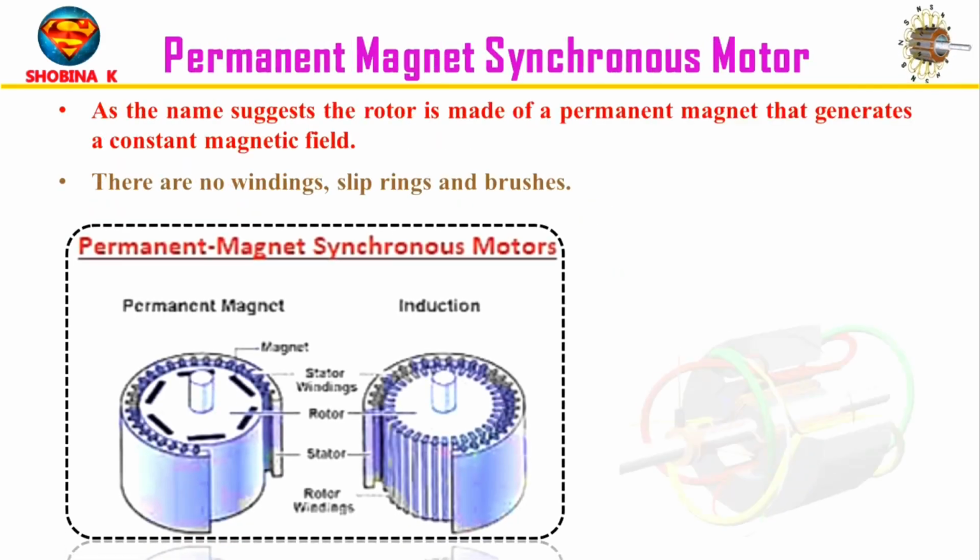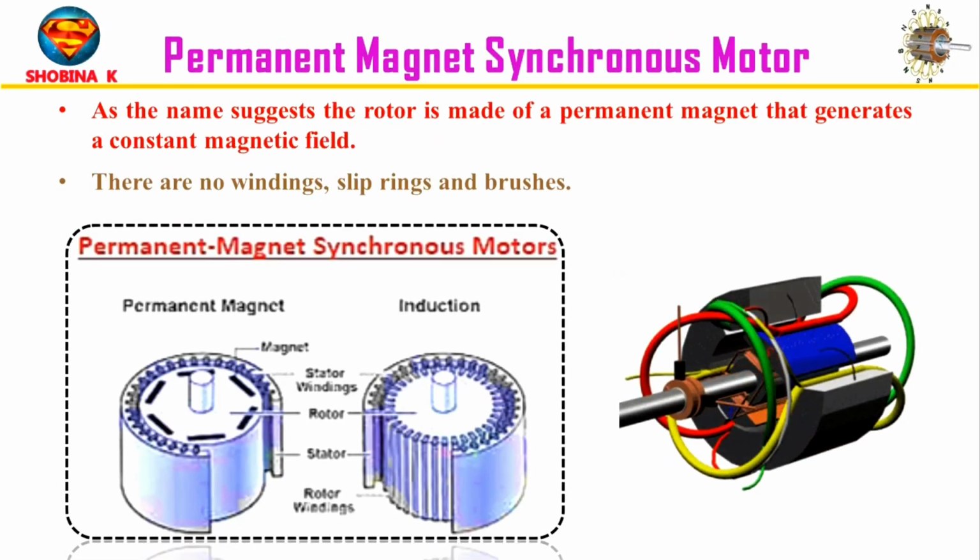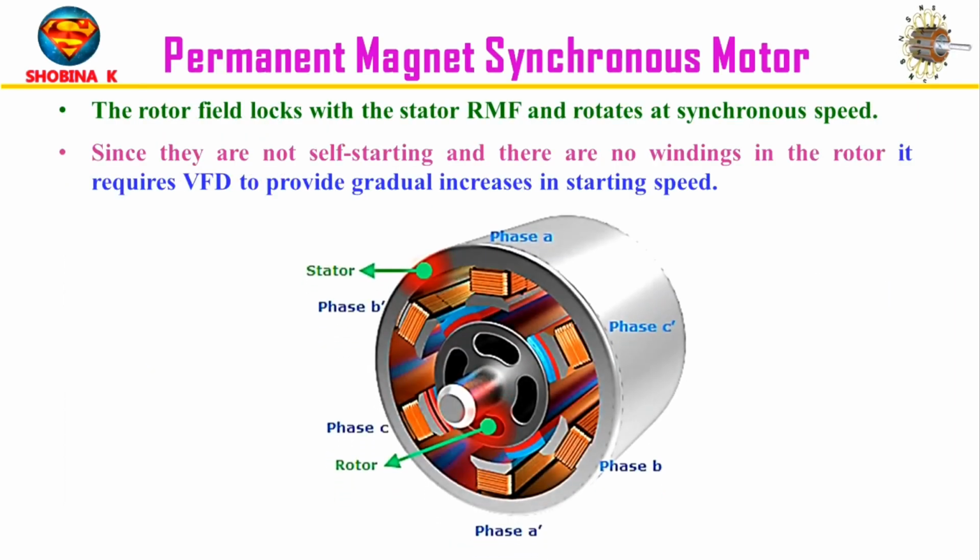In the permanent magnet synchronous motor, the rotor is made up of a permanent magnet that generates a constant magnetic field. Here there are no windings, slip rings, or brushes. The rotor field locks with the stator RMF and rotates at synchronous speed. Since they are not self-starting and there is no winding in the rotor, it requires a variable frequency drive to provide the gradual increase in starting speed.